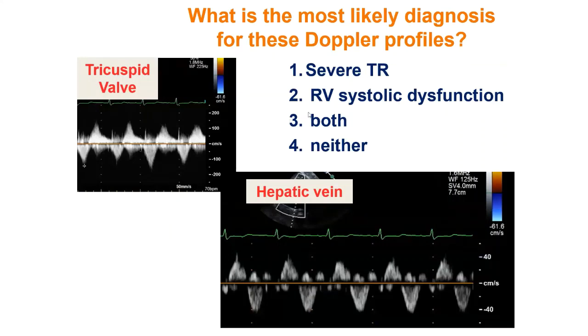I'm not going to spend time on that strain imaging, and we'll finish up with this. What is the most likely diagnosis for these Doppler profiles? Severe TR, RV systolic dysfunction, both, or neither? I'm showing you a tricuspid valve signal, and I'm showing you a hepatic vein signal. Well, let's explore this. The correct answer is both, and I'll explain why.